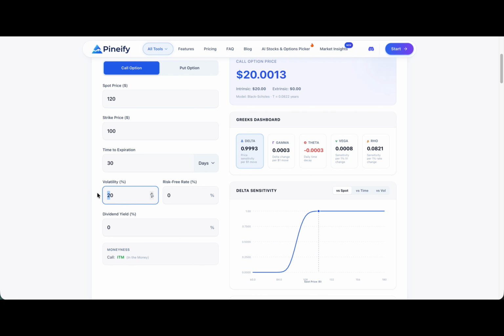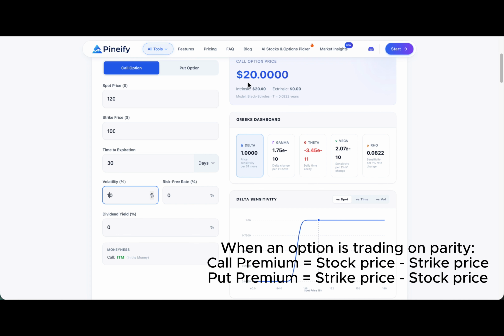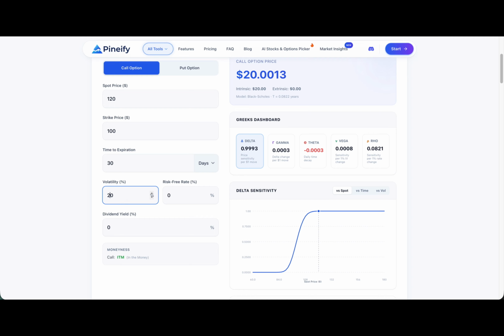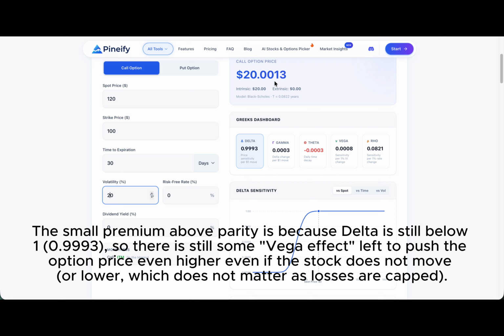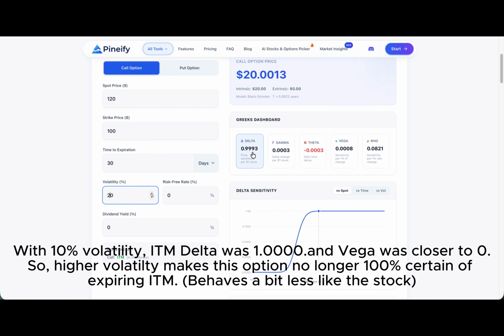As you saw before, when it was 10, the option was trading at parity, so it costs 20 to capture a $20 profit, so it's at parity. But at this point in time, it costs a little bit more. And why is that? The reason is because the option can still appreciate a bit further to get to the maximum price. All right, and so the delta is not exactly 1, so the option, even being 20% in the money, is not behaving exactly like the stock.